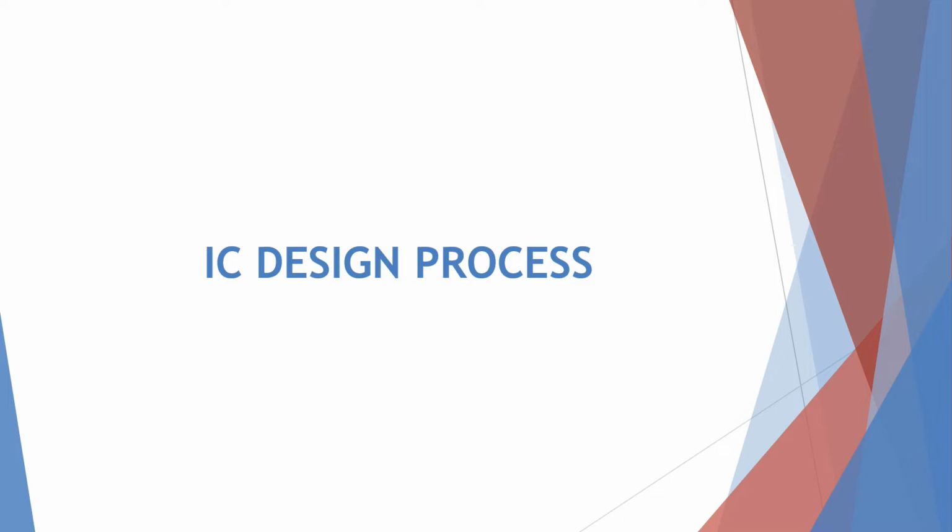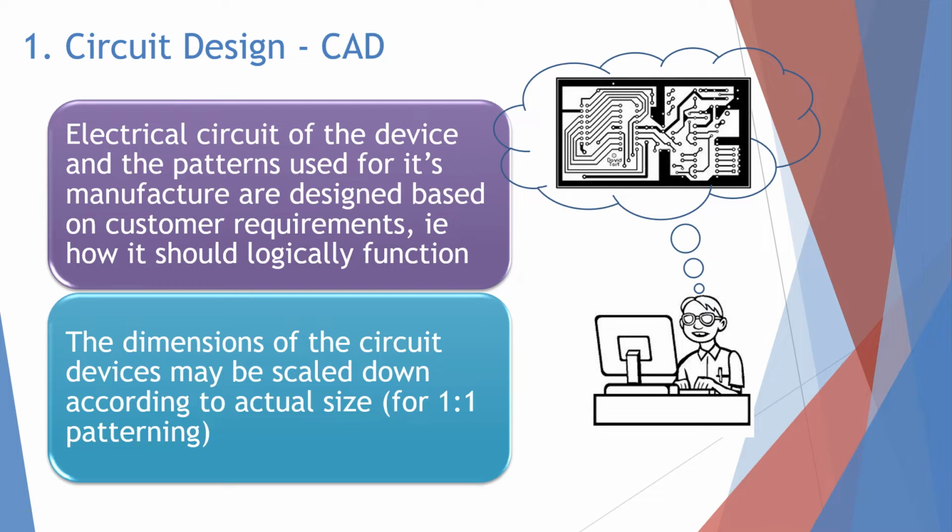Now let us look into the IC design process. The first thing that we have to do in order to design the IC is, of course, to design the circuit itself. Usually a CAD file is used to design the circuit, and the circuit must be designed according to the customer requirement and the functions. And of course, we need to know the electrical circuit is functional. It cannot be designed just like that.